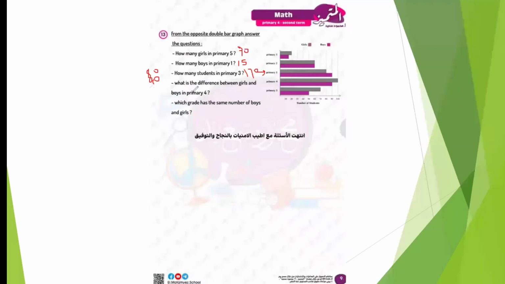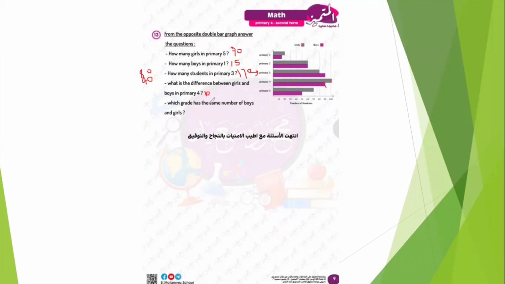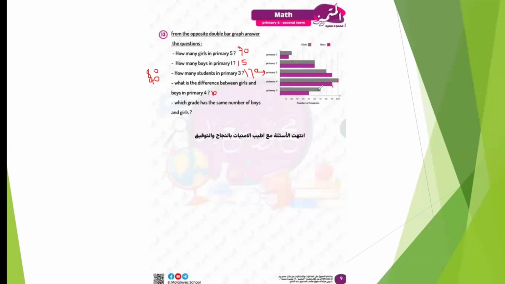Next, what is the difference between girls and boys in primary 4? This is primary 4. The number of girls, 100. The number of boys, 90. The difference between 100 and 90 is 10. The last question, which grade has the same number of boys and girls? So it's primary 2. In primary 2, the number of boys and girls is the same, 60.